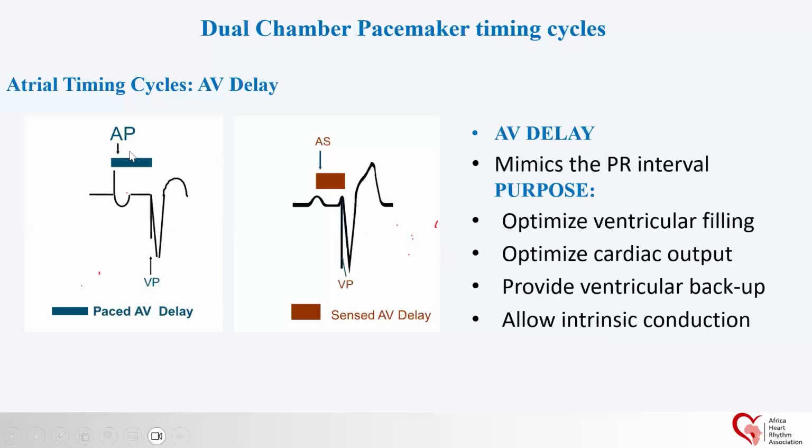The paced AV delay is greater than the sensed AV delay because of the position of the lead, and this pacing pulse is not traveling a physiological way, so it needs more time to arrive at the ventricle. That's why the paced AV delay must be greater than the sensed AV delay.